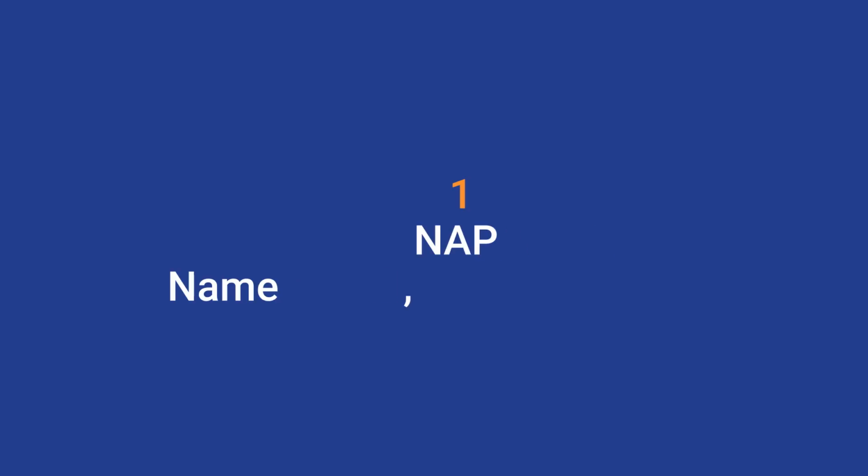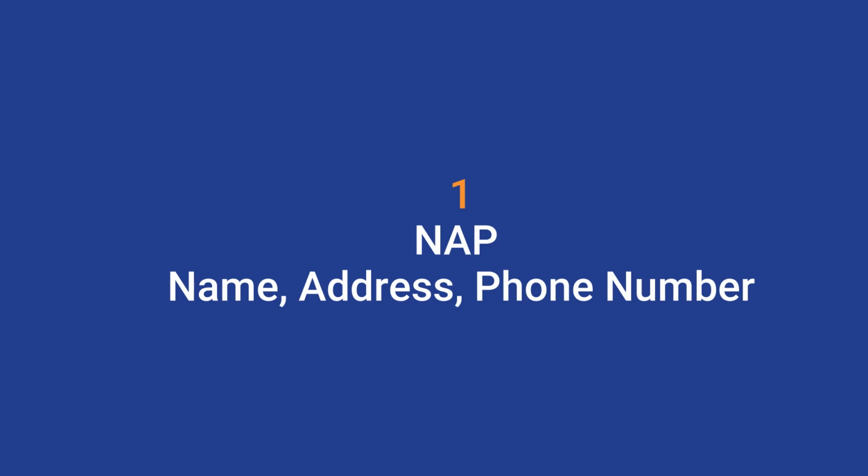Okay. So the first one, I'm going to go over them one by one. The most important part is name, address, and phone number, what they call NAP, right? And that is really Google's, I guess, ID. So name, pretty much the business name.